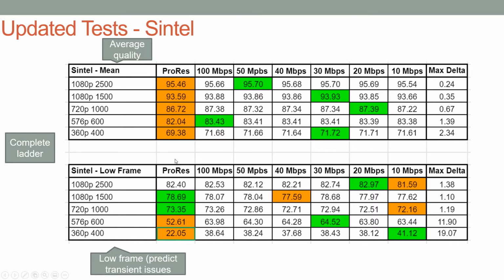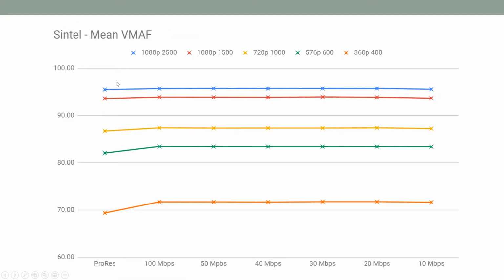So, if you look at this chart, you basically see, I'm really not sure I want to mess with ProRes because here it gives me the worst average quality, and here it gives me the significantly lower quality in these lower rungs here. And this is what it looks like graph-wise. So this is mean VMAF. And again, there's very little difference in quality between ProRes down here and 10 megabits per second down here on any of the encoding rungs.